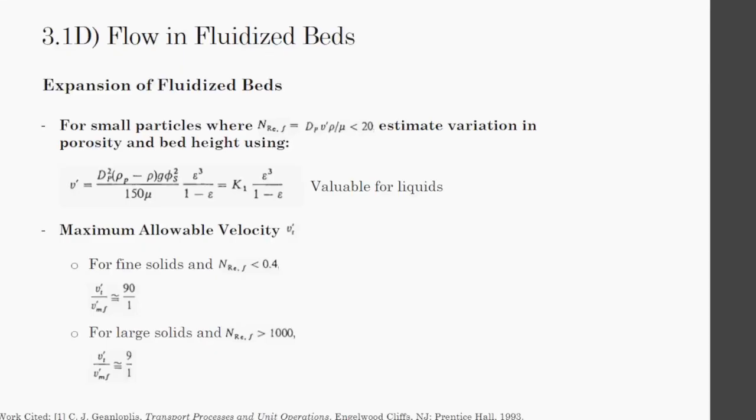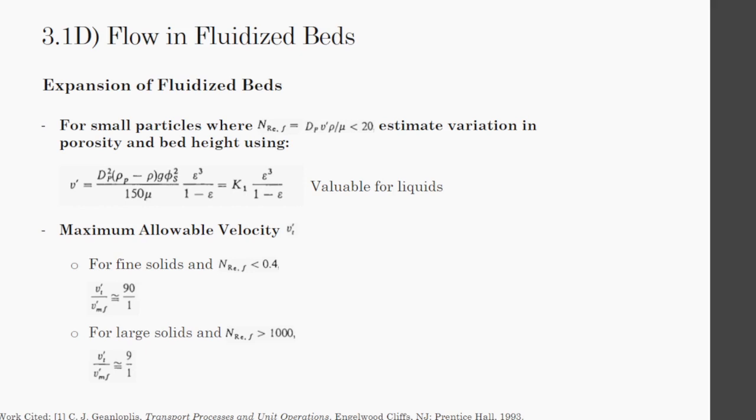So going a bit further, we can look at some more examples of fluidization. Firstly, we have that for small particles where the fluid has a Reynolds number of less than 20, you can use the following equation to calculate an operating velocity. And this equation is really valuable for liquids as you can also use it to estimate variations in the porosity. So then, moving forward, we can also calculate a maximum allowable velocity, which is the terminal settling velocity of the particles, v prime sub t.